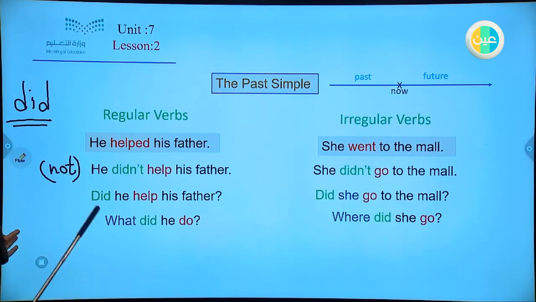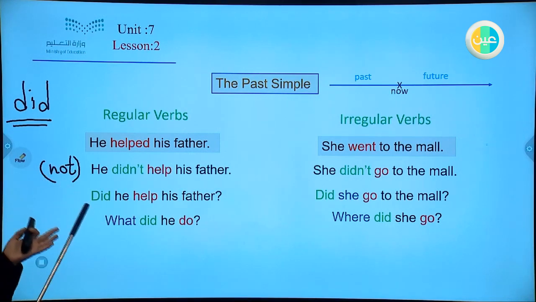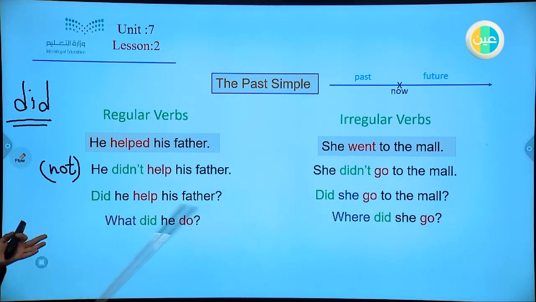So you can go back to the slide anytime you need it to know how to change into negative, how to ask yes-no questions, and how to give WH questions. Now let's start the lesson.